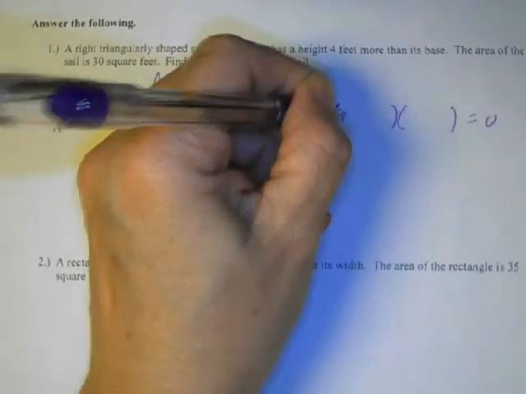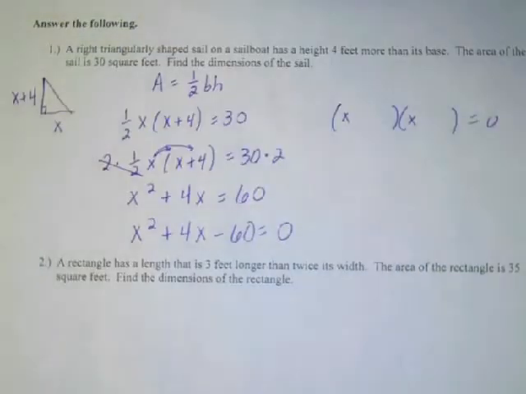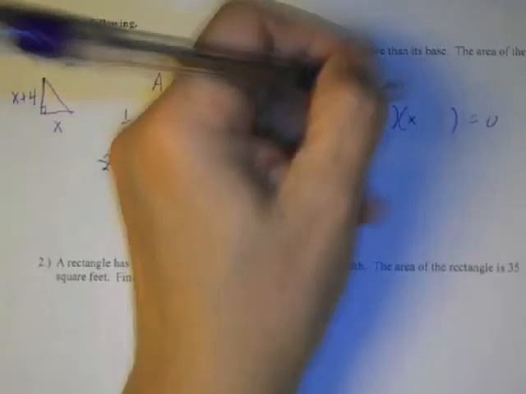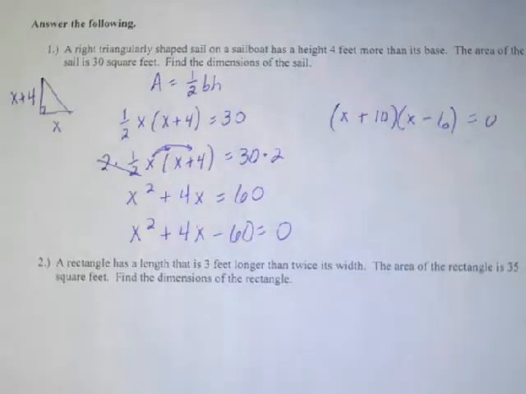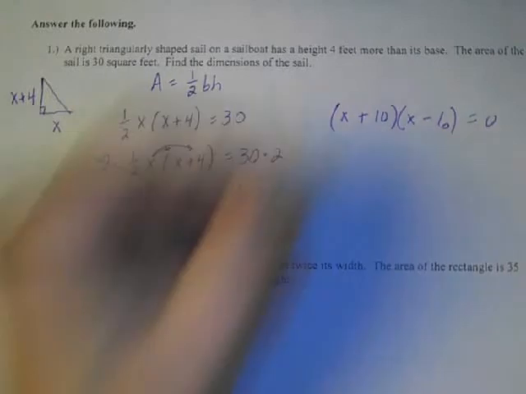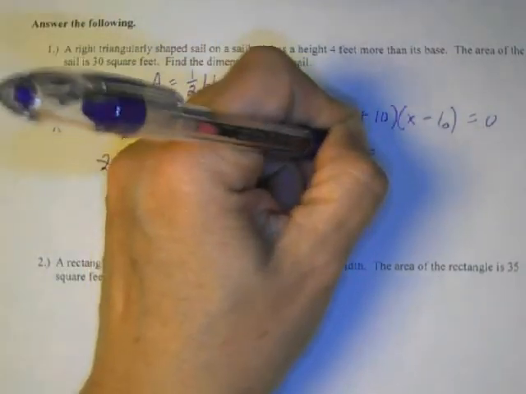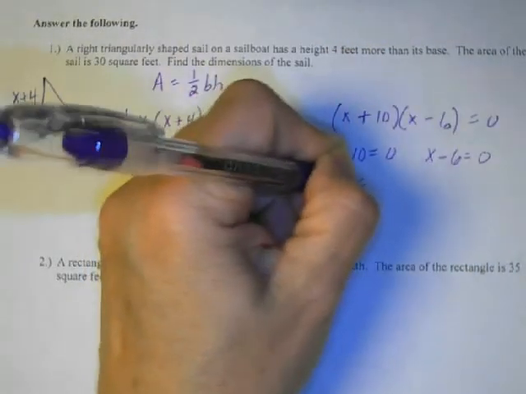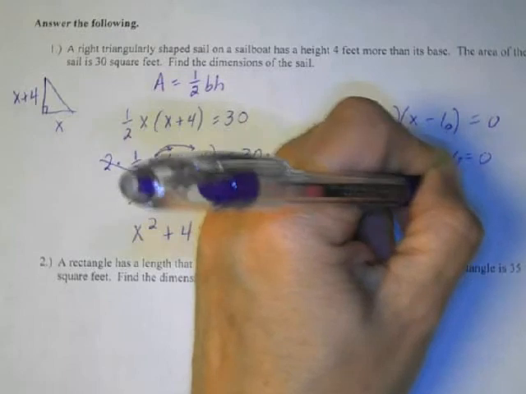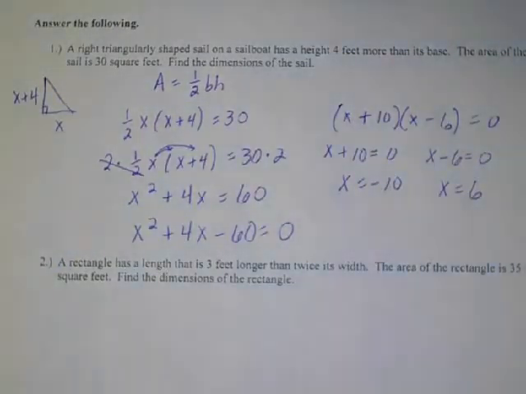So I'm going to say x times x, and I'm going to use positive 10 minus 6 because that multiplies to negative 60 and gets me positive 4. I'm going to set each factor equal to 0 and solve. This says x is negative 10. This says x is 6.